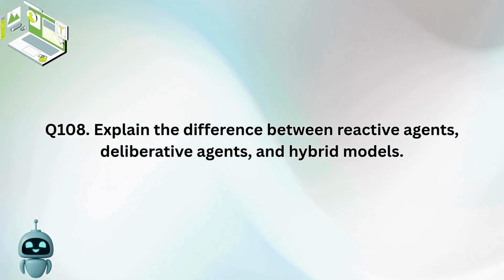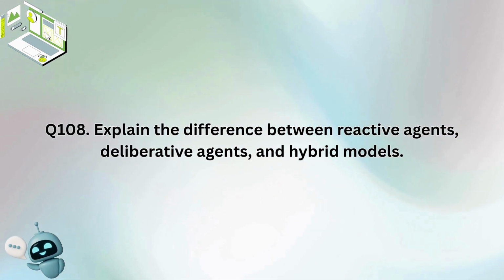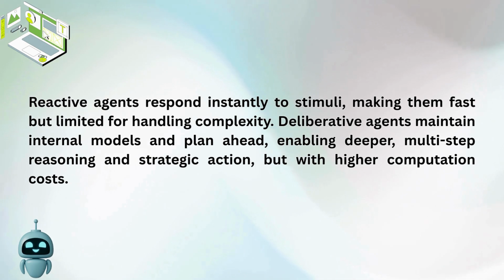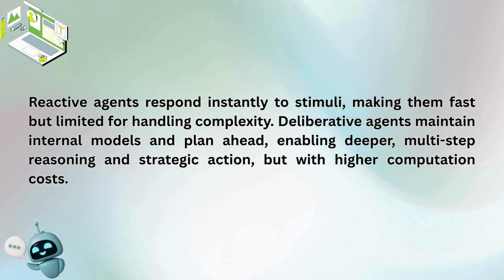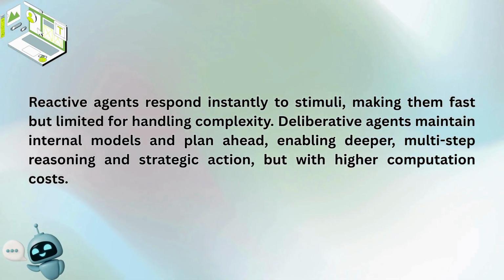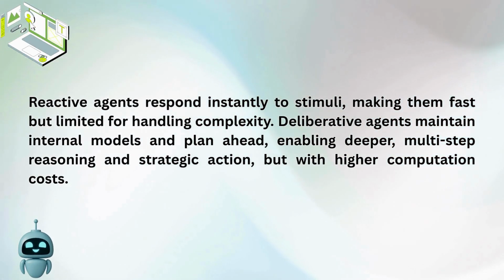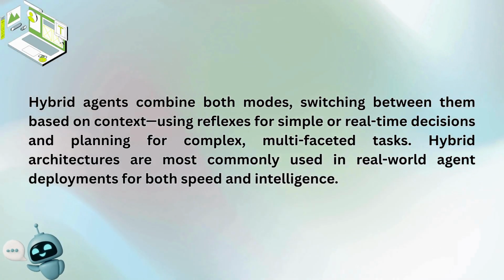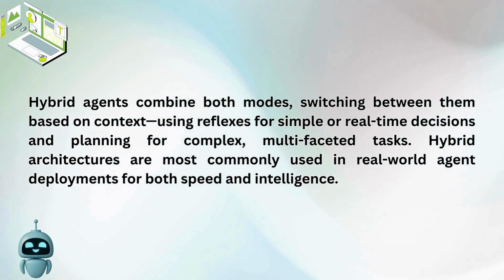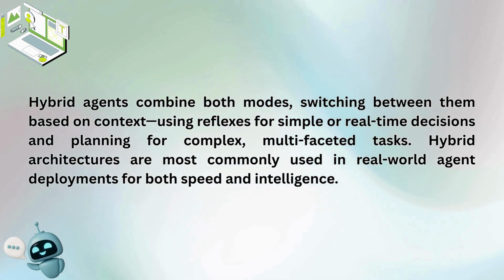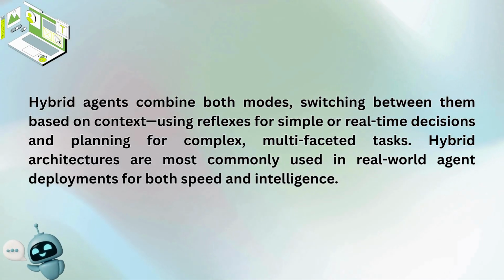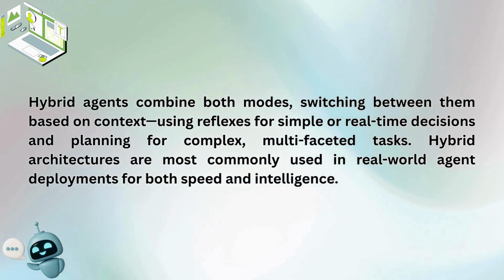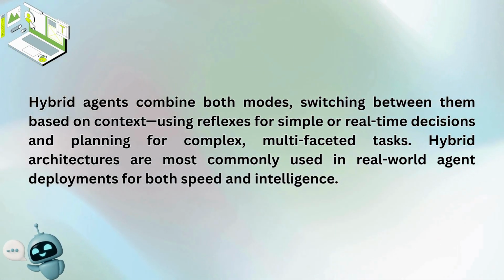Explain the difference between reactive agents, deliberative agents, and hybrid models. Reactive agents respond instantly to stimuli, making them fast but limited for handling complexity. Deliberative agents maintain internal models and plan ahead, enabling deeper, multi-step reasoning and strategic action, but with higher computation costs. Hybrid agents combine both modes, switching between them based on context, using reflexes for simple or real-time decisions, and planning for complex, multifaceted tasks. Hybrid architectures are most commonly used in real-world agent deployments for both speed and intelligence.